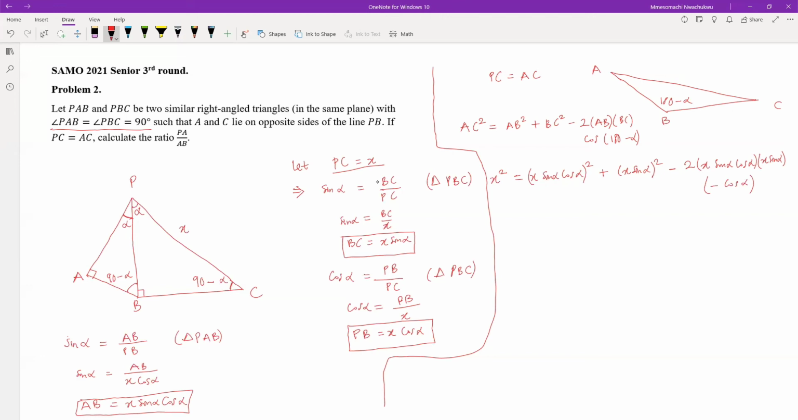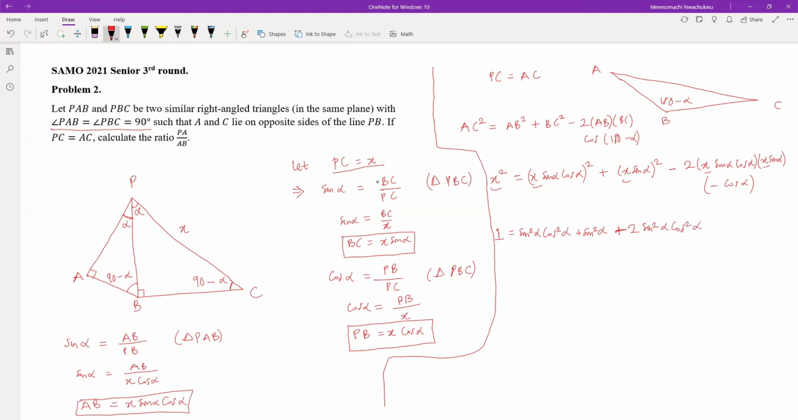Okay, so we can see that the X squared will cancel out, X times X. So here we have 1 equals sine squared alpha cosine squared alpha plus sine squared alpha minus, so because of negative cosine alpha in the last bracket here, this minus will become plus. And so we have plus 2 sine alpha times sine alpha, so plus 2 sine squared alpha, and then cosine alpha times cosine alpha, so cosine squared alpha here again.